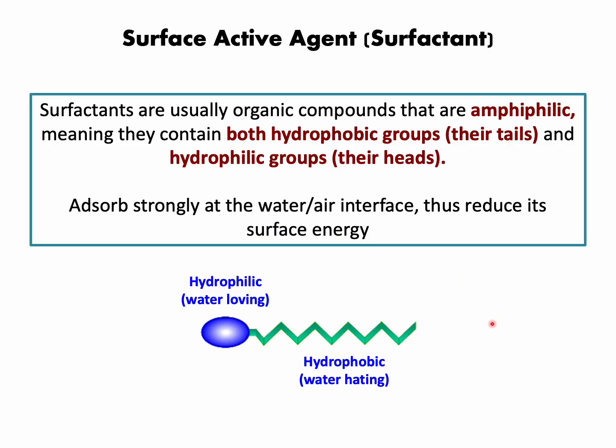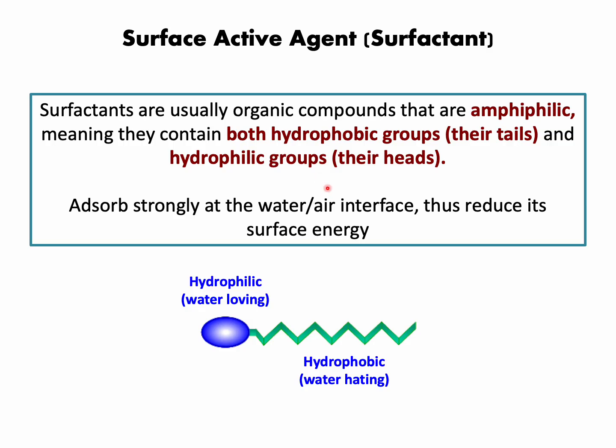Because of this unique structure, surfactants behave in a specific way when placed in a system containing water. Let's imagine we have water, and we put in the surfactant molecules. So what will happen? The hydrophilic head, which is water loving, tends to interact with water, while the hydrophobic part, which is water hating, tries to avoid water. As a result, the surfactant molecules tend to arrange themselves at interfaces, such as the water-air interface or the solid-liquid interface, where the head part will interact with water and the hydrophobic part will stay away from the water solution.